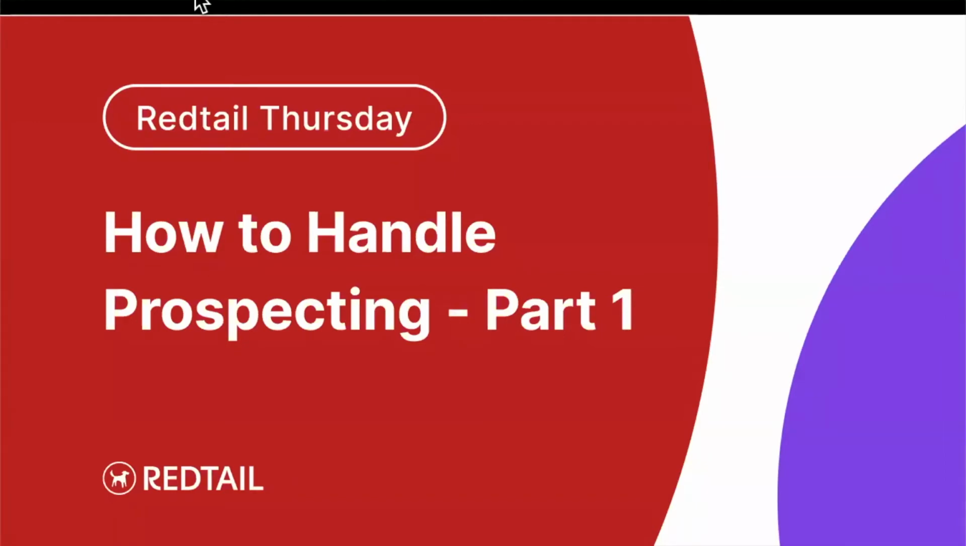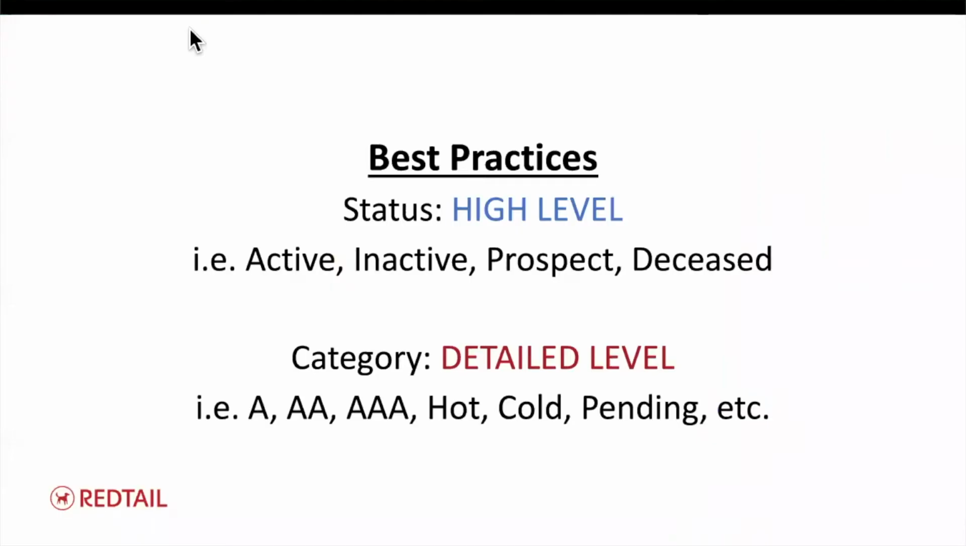But today, what we're going to be covering is really the foundation of your contacts in regards to how you're going to handle them for prospecting. And so with that, what I'm going to do is start here on our slides. In regards to best practices, there's two fields that we really want to focus on. The first one is going to be contact status, and the second is going to be contact category.